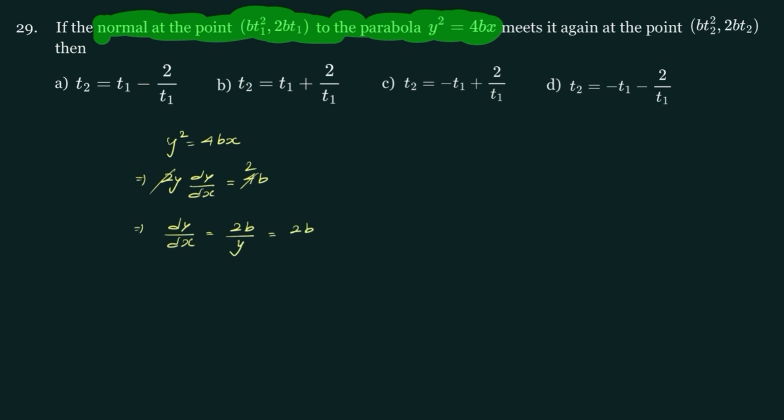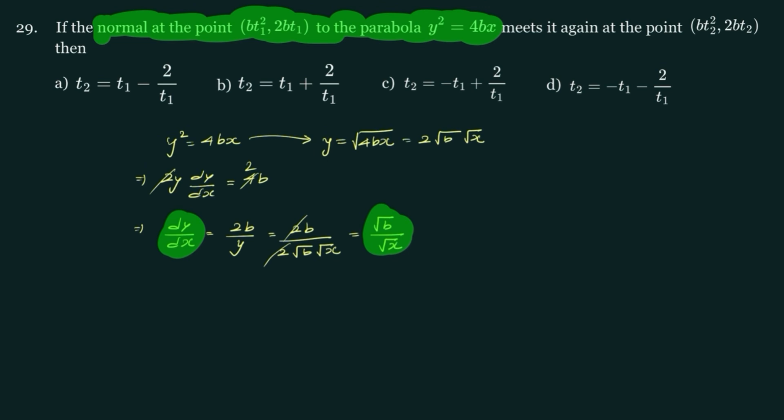Now in place of y, from this equation, y is the square root of 4bx. So here it will be 2 root b root x. So in place of y I can write 2 root b root x. 2 and 2 get cancelled, and if I rationalize b over root b, then it will be root b by root x. So this is the value of dy over dx.